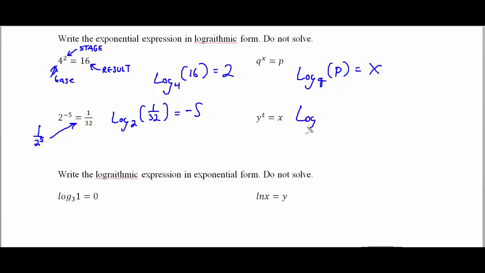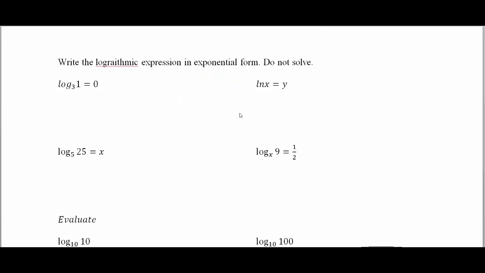Now over here, what do we put down near the corner? We put the base y. Our result is x, and our power or stage is going to be t. In this next part, we are going to be looking at the logarithm equation, and I'm going to start with this and then go to the exponential form.